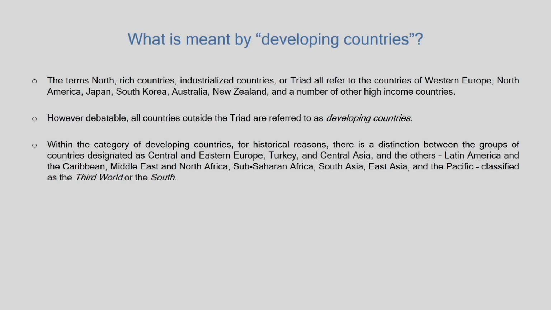Therefore, to be able to scrape through all of this literature, we have to use the terminologies referred to by them. Thus, we refer to all countries outside the triad as developing countries. Now, within this category, for historical reasons, distinction is made between groups of countries designated as Central and Eastern Europe, Turkey and Central Asia, Latin America and the Caribbean, Middle East and North Africa, Sub-Saharan Africa, South Asia, East Asia and the Pacific, claimed as the third world or the South.